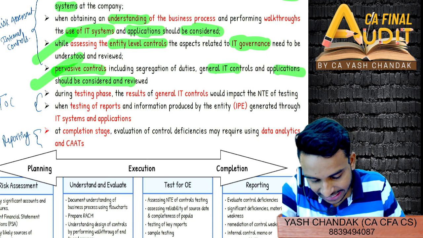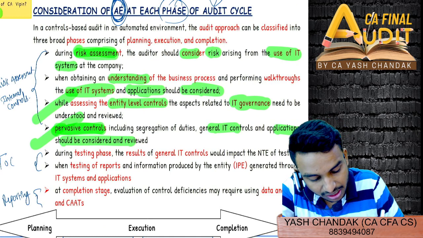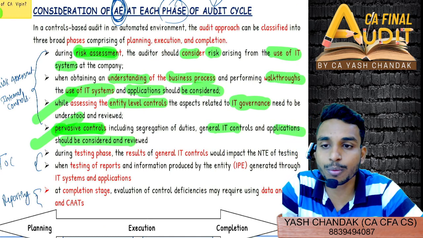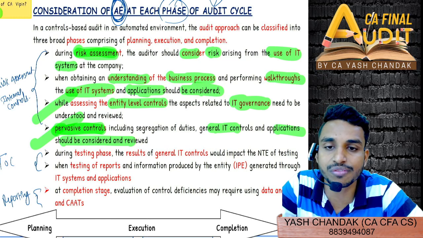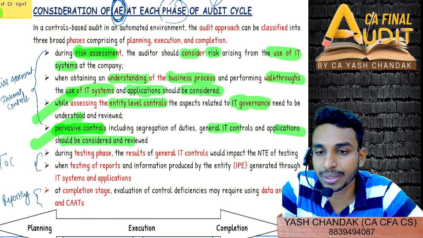Now the entity level control and pervasive controls, and risk assessment and business process walkthrough. Four points with respect to risk assessment and internal controls we've gone through, right? So everywhere you have to consider the automated environment.